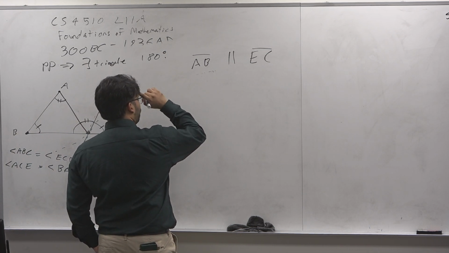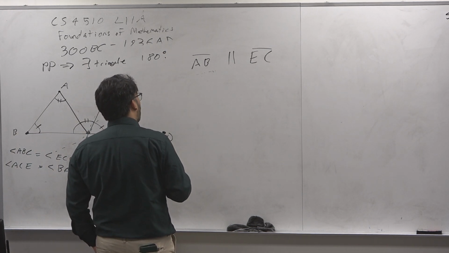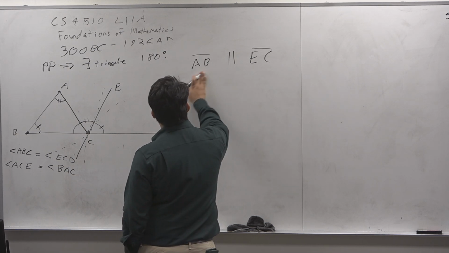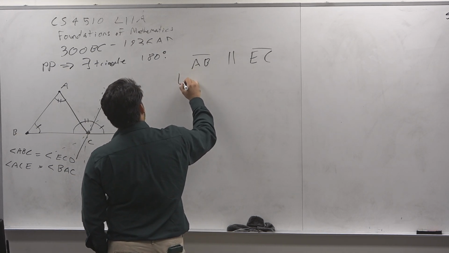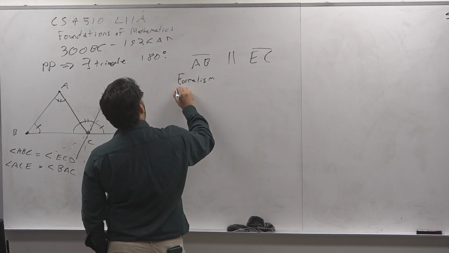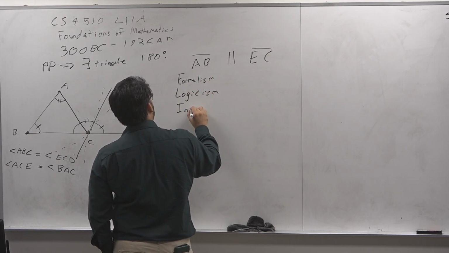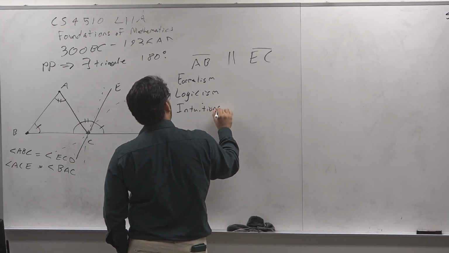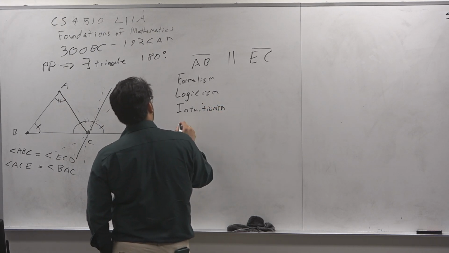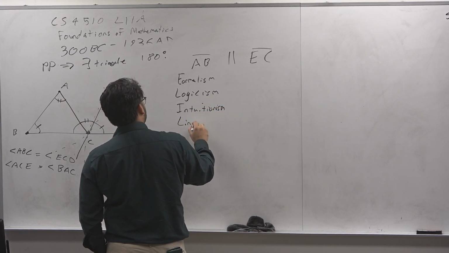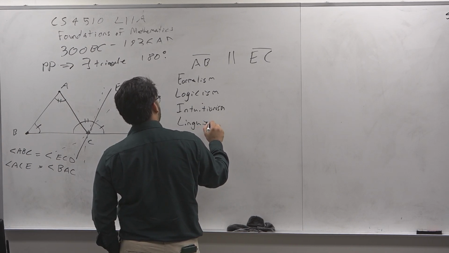of what is the role of mathematics with respect to logic and proof. We have formalism, logicism, intuitionism, and we also have linguisticism. Not linguicism, linguisticism.